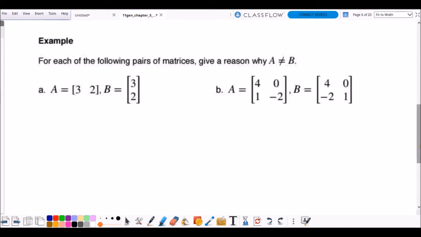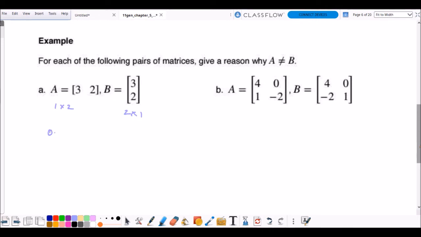For each of the following, give reasons why they're not the same. So why are they not the same? Even though this is a row matrix, that's a column matrix. Remember, one of the rules first is they have to have the same order. So what's the order for this? This is a 1 by 2. This is a 2 by 1. So can you add them together? No, because they're not the same order.